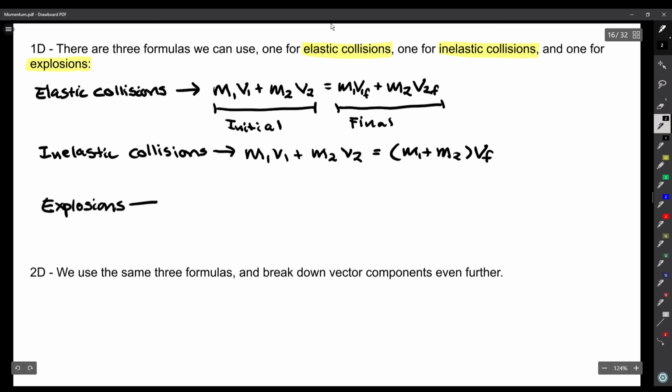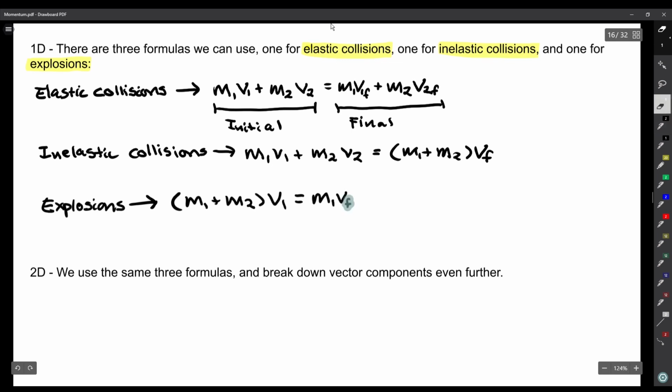Explosions. And the best example we can think of here is bombs. Bombs are one mass that can shatter into different other masses. So it's really the inverse, I guess you could say, of inelastic collisions. We just start with the combined mass and velocity, except that now we know it's the initial velocity. And when it explodes, it's still the sum of the momentum of each fragmented piece.